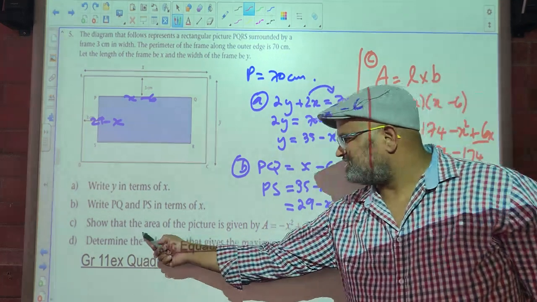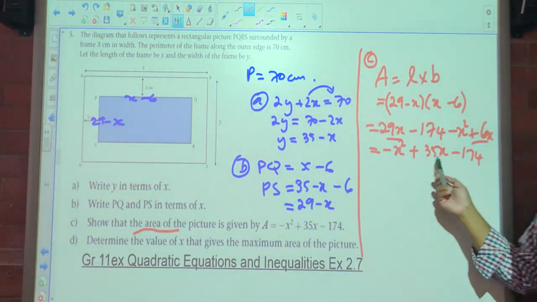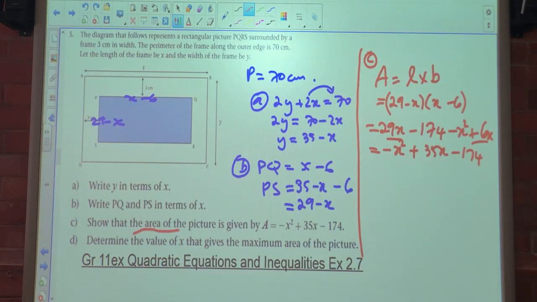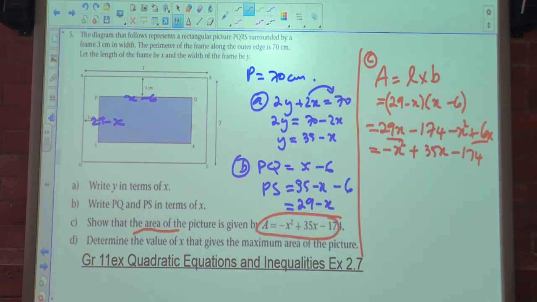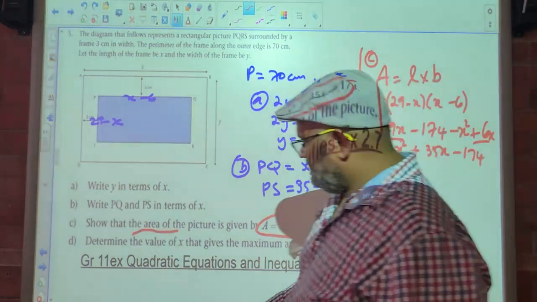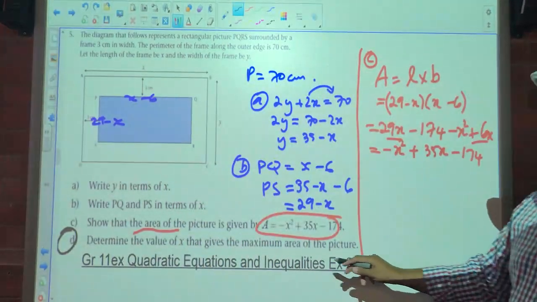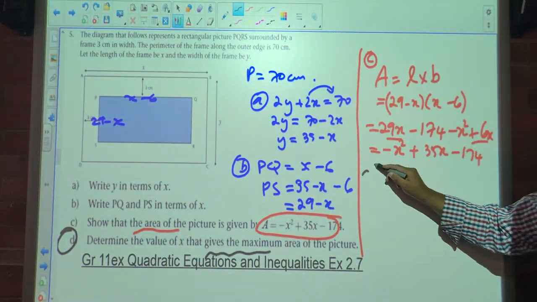And that's the question. The question says show that the area of the picture is defined by that. And they just did it. Can you see it? So when they say you have to prove it, you must prove it here. You can't use that in what they ask you. You understand? And then this is determine the value for x that gives a maximum area. So what am I going to do here? Complete the square.